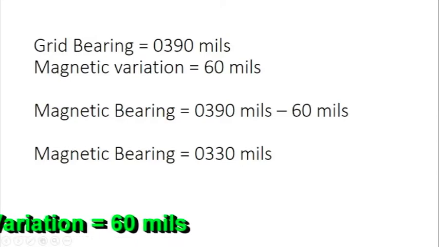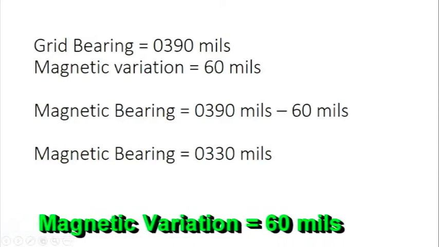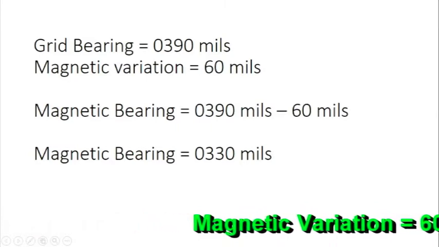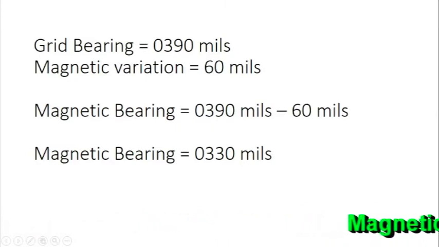I get a magnetic variation of 60 mils, so I subtract that off our grid bearing of 0390. I then get a magnetic bearing of 0330 mils magnetic.